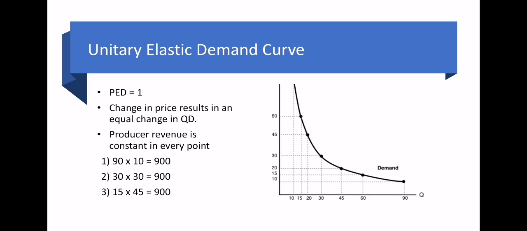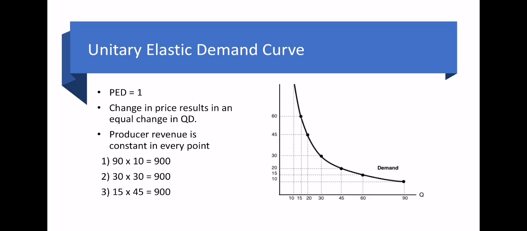You'll understand these when you do sums, but for now what you have to know is that here the change in price results in an equal change in quantity demanded. That is, producer revenue is constant at every point. No matter whether you increase the price or decrease the price, the revenue will be the same.